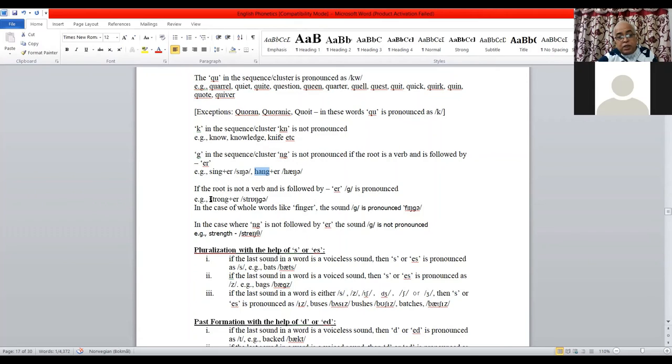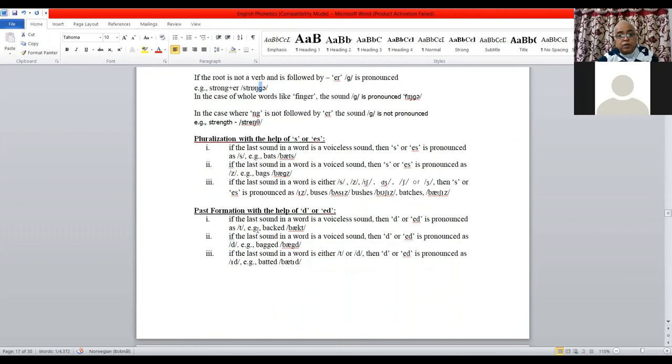But if the root word is an adjective maybe, or a noun, then if you add er, we have to pronounce this G stronger. Or the whole word finger. But here again, strength, G is not pronounced. Now look at this also.